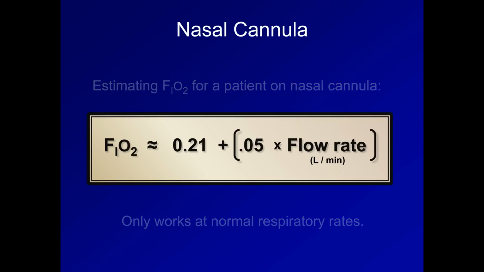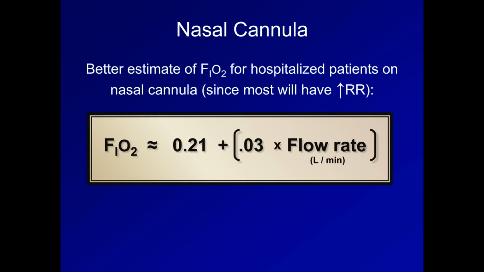Here is a better estimate of FiO2 for hypoxic patients in the hospital who are generally tachypneic. The flow rate here is multiplied by 0.03 instead, but this is still just an approximation, and whenever possible, ABG should always be measured while the patient is either on room air or at the very least with a Venturi mask.